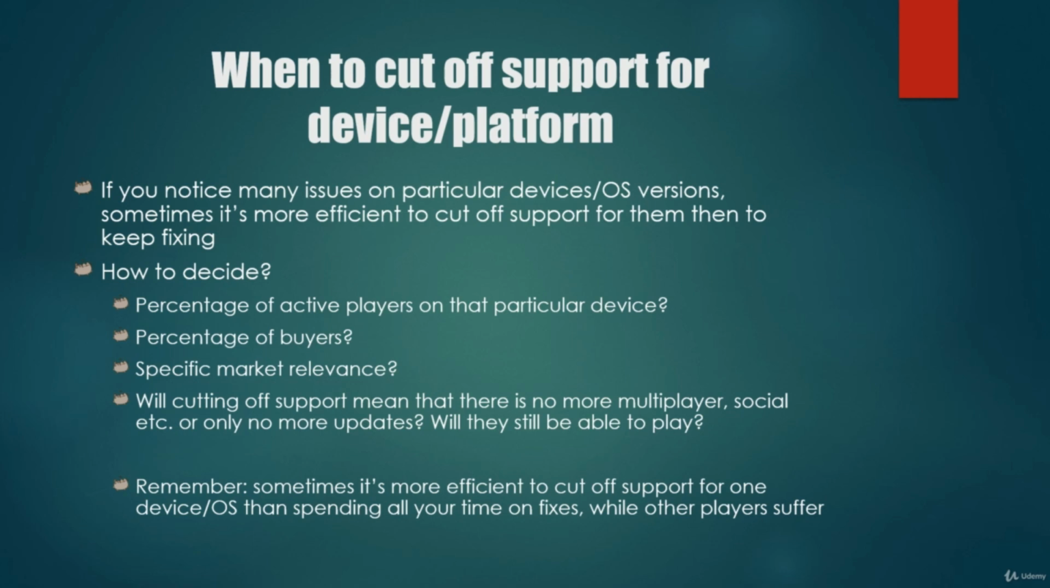And how we decide is, first we have to look at what's the percentage of active players on that particular device. If the percentage of active players is 0.01, that's probably one person, or maybe 5 or even 100, but it's a small percentage. We can handle this. Of that percentage of people who are active players on that particular device, what's the percentage of buyers? This is the business, and it's important. If it's a 0, and we have to spend literally weeks fixing bugs for that particular device or platform, it's just too expensive to maintain.